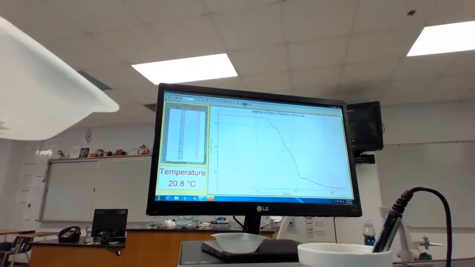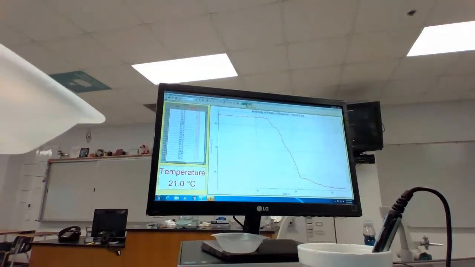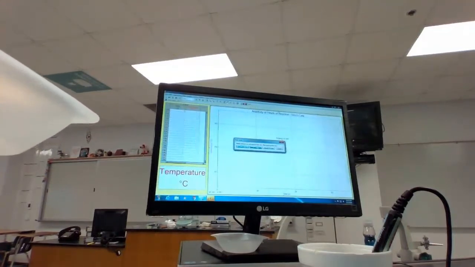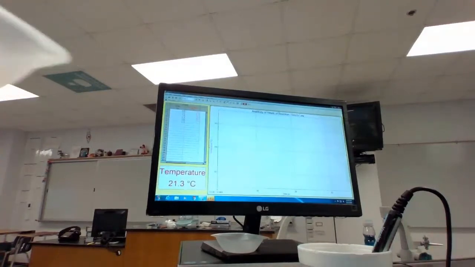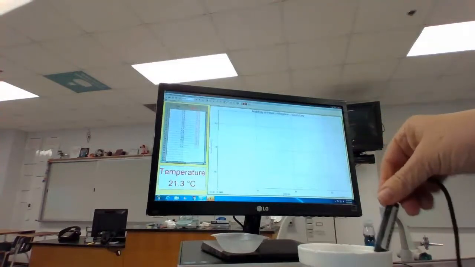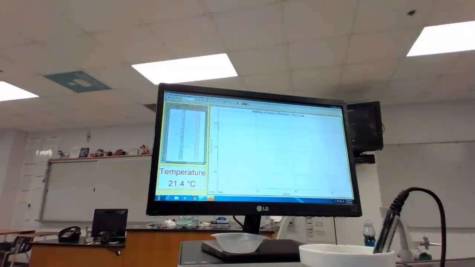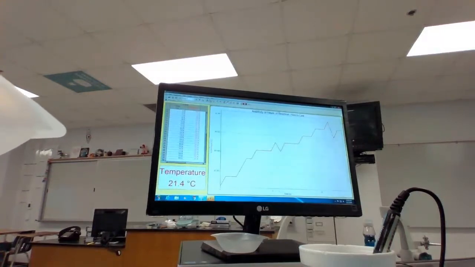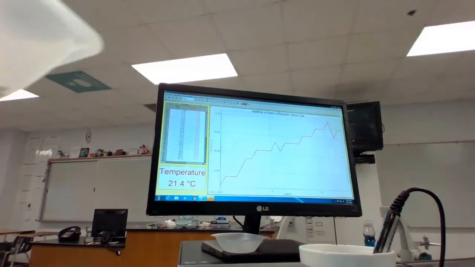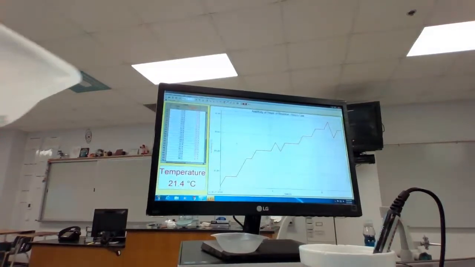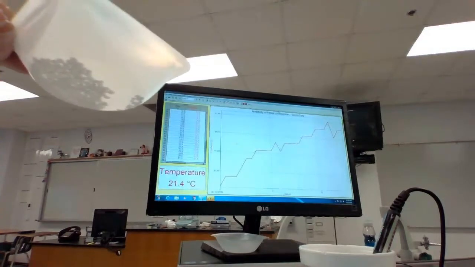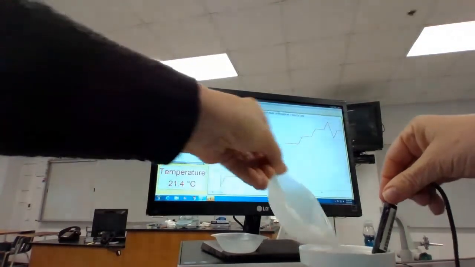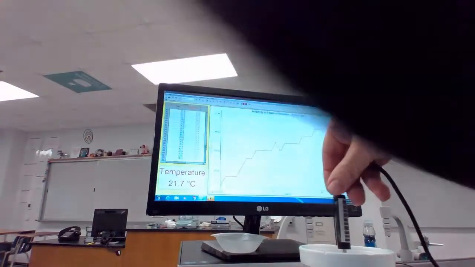And so we are going to tell it that we want to erase, and we're going to erase and continue. There we go. And we have started our temperature. It is currently at a temperature of 21.3. Let's make sure that we have a good picture of what is going on. Okay, it looks like that right now because my scale is quite a bit larger than what we have, and so it is still adding, but I'm going to go ahead and add my calcium chloride to the solution.